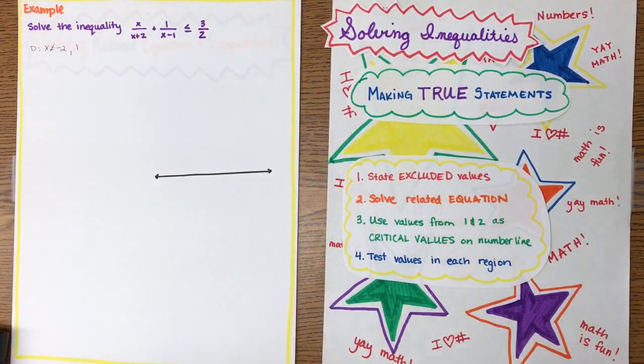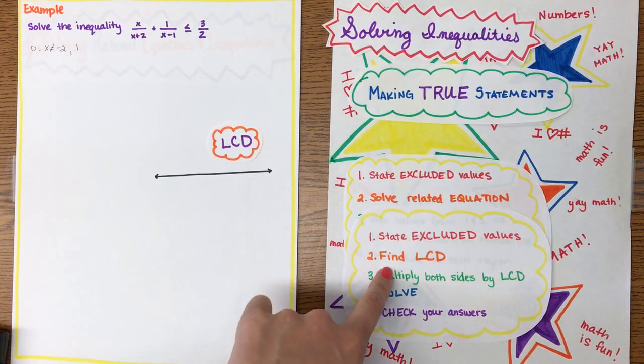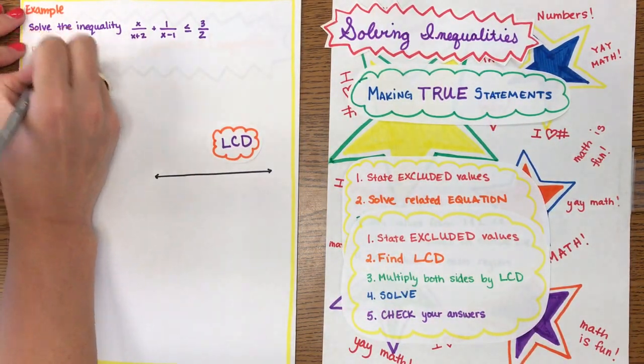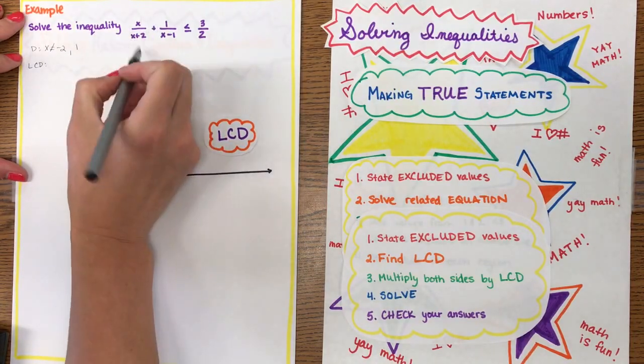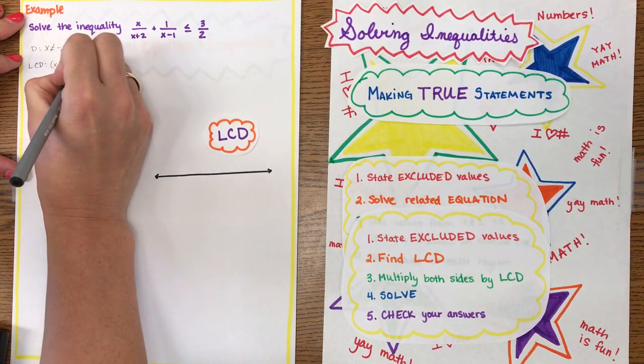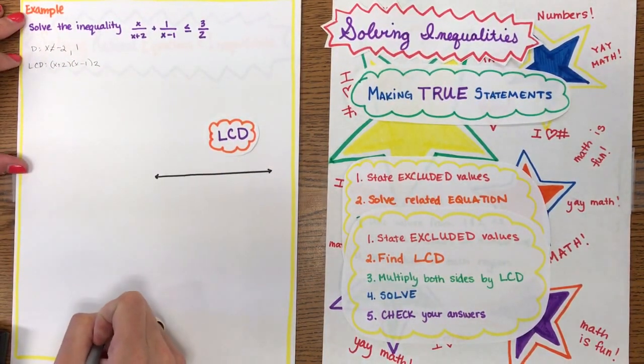My problem is fully factored, so now I'm just looking for my least common denominator because I'm going to solve the related equation, which requires me to find the least common denominator. My first term has an x plus 2, my second has an x minus 1, and my third has 2. So it's x plus 2 times x minus 1 times 2.